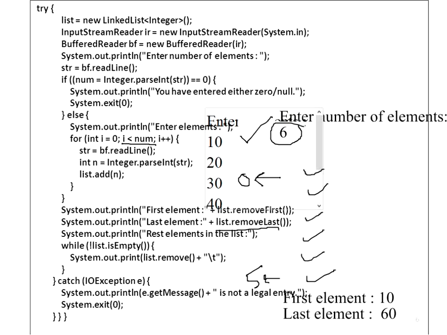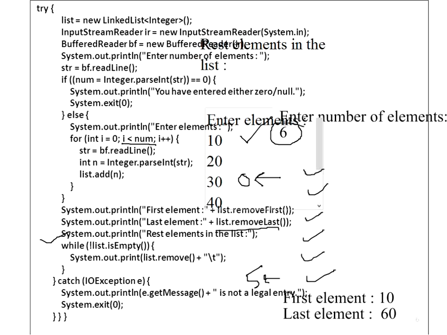Okay. Now next is system.out.println rest elements in the list. So what is printed next? Okay, let me write it down here because there is no space. So next is rest elements in the list. What are the rest elements in the list? What are the rest elements?